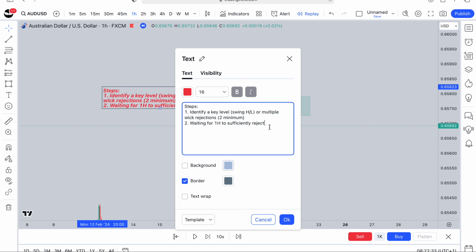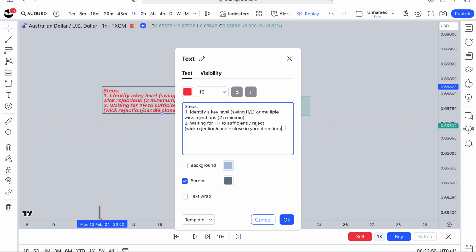Wick rejection or a candle close in your direction. This is where there is a little bit of a gray area, but typically a rule of thumb could be wait for the wick rejection, or you just see a candle close in your direction.